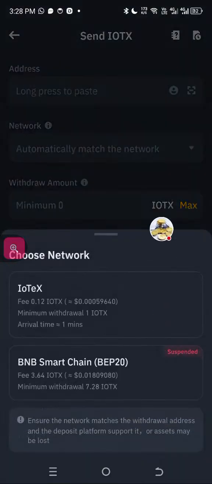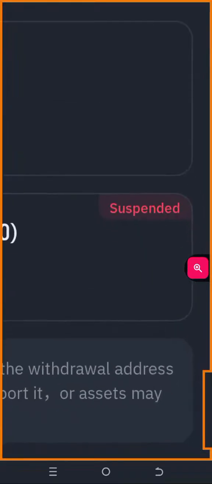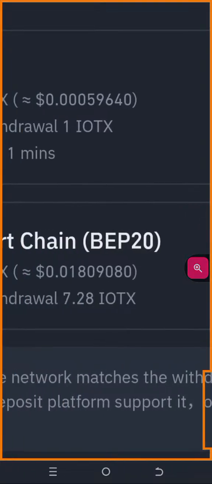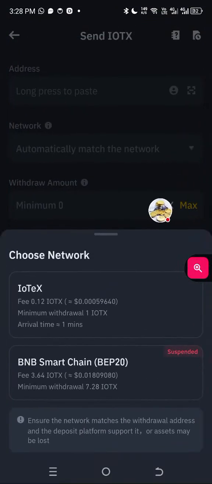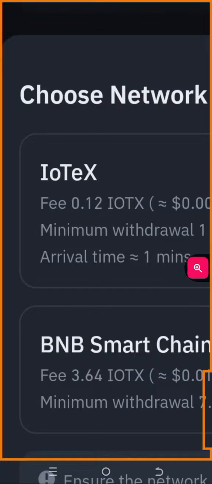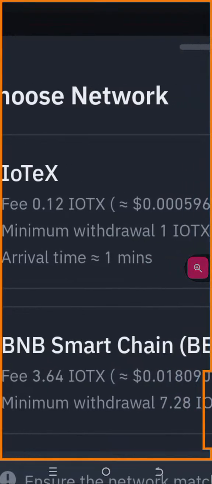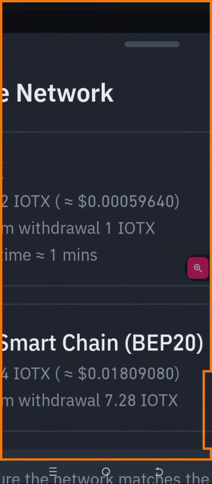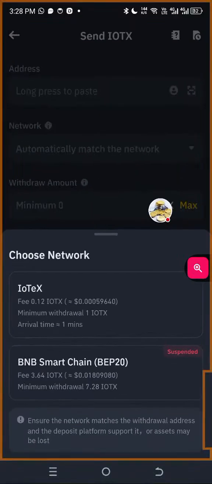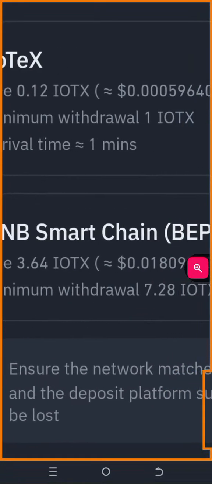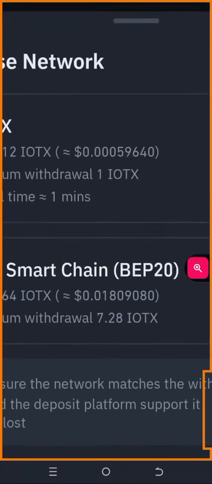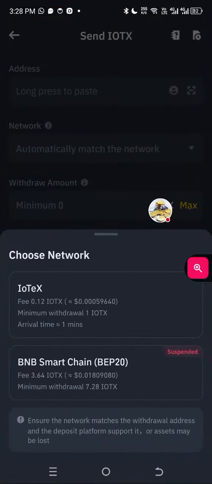Now we can see what the network is. Let's see the networks. Look at this. I told you that there might be a problem. Suspended. Okay, which one is that? Oh, BEP20 chain is suspended. And then they also have the IOTEX chain. So you can see the fee is even less than 1 cent, right? And on the BEP smart chain, it's just about 2 cents, okay? But it is suspended. I told you there's a problem. So this particular BEP20 is suspended.